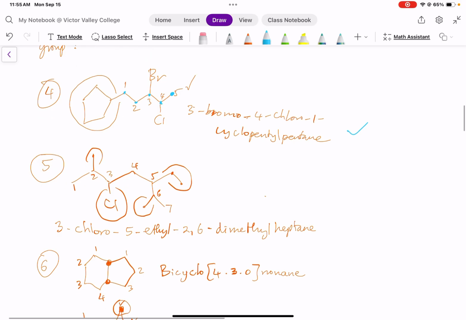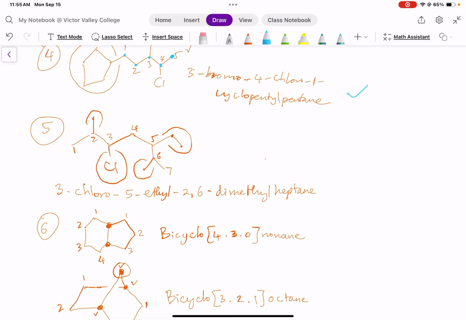Here's a good one, number 5. We go 1, 2, 3, 4, 5, 6, 7. We decided to do that because it's the longest also, and it has more branches. Okay. With that, we have 3 chloros. They gotta go first, alphabetical order. 5 ethyl, 2,6-dimethyl heptane.